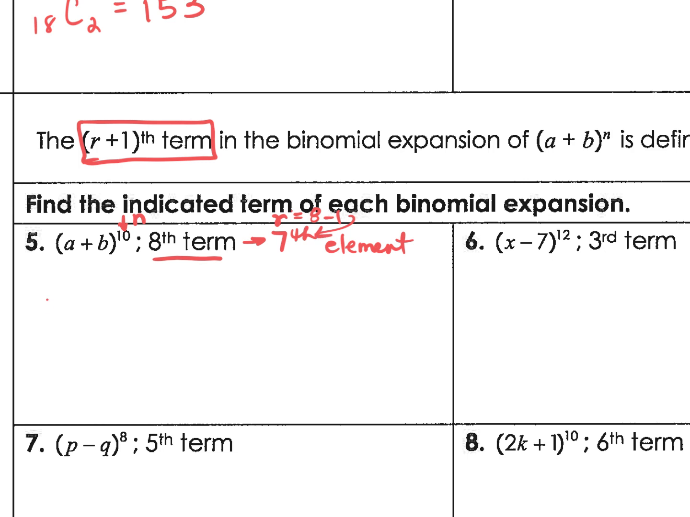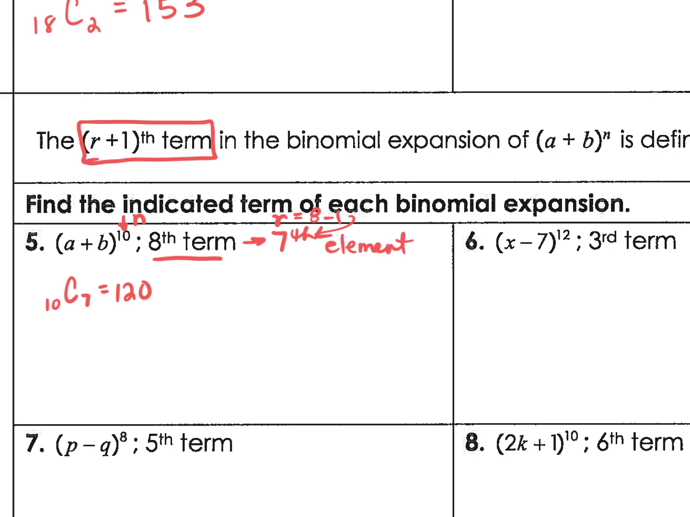So we're going to use 10C7. And what is 10C7? 120, isn't it? 120. That is the coefficient.